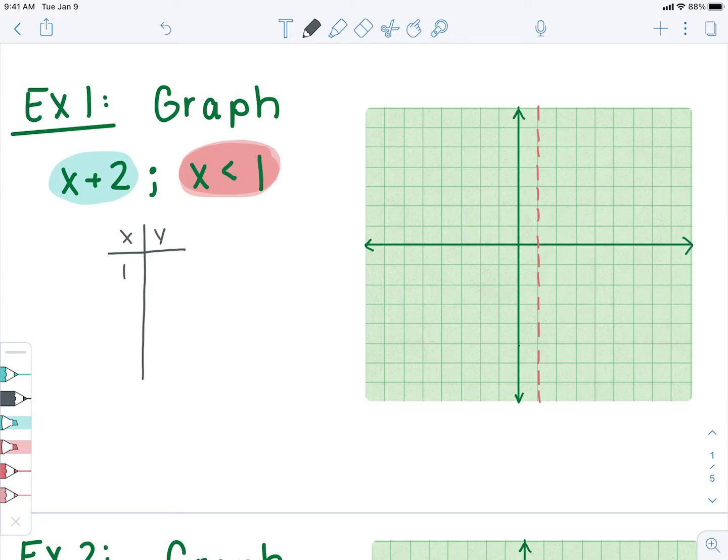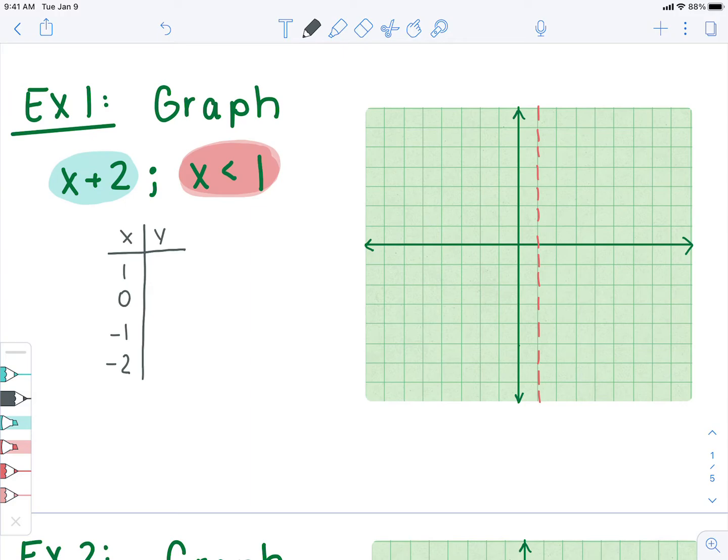So even though it's not an equal to sign there, I'm still putting 1 in my table. Then I want numbers less than 1, so I'm going to go with 0, -1, -2. As long as you have about 4 numbers in your table, you'll have enough information to get yourself a picture of the graph. If you want to be more thorough and put more numbers in there, you definitely can, but I would make sure you have 4 just to get a good idea of what's going on. So then I'm going to plug in my x values, right?